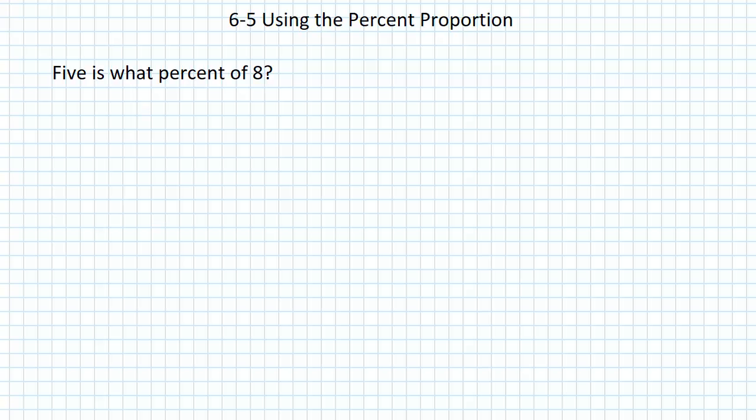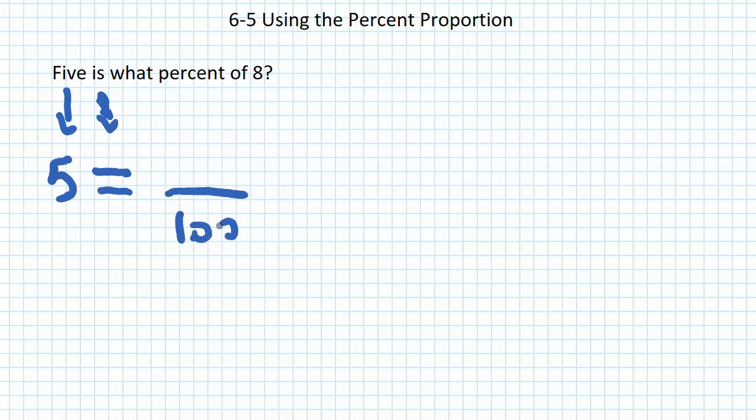This method uses the fact that math and English translate very well. So I can take these words, 5 is what percent of 8, and translate them directly into math. So the word 5 translates into that number. The word is, what do you think is translates into in math? Hopefully you said equals. 5 equals. 5 is what percent? Well, what does percent mean? Out of 100. What percent? Well, what is something I don't know, so I'm going to use a question mark, variable, whatever.